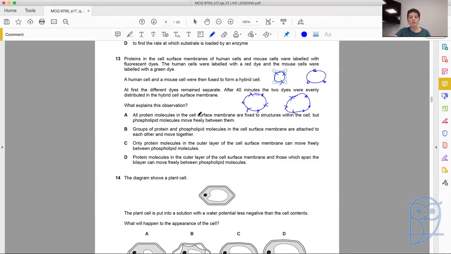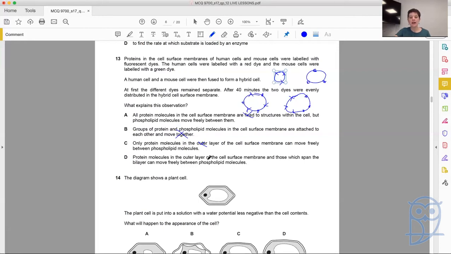All protein molecules in the cell surface membrane are fixed to structures within the cell, but phospholipid molecules move freely between them. Protein molecules are not fixed. Groups of protein and phospholipid molecules in the cell surface membrane are attached to each other and move together. No. Everything moves freely in that cell surface membrane. Only protein molecules in the outer layer of the cell surface membrane can move freely between phospholipid molecules. No. We are not limited to the outer layer. Everything in the cell membrane moves freely. Proteins, phospholipids, both layers.